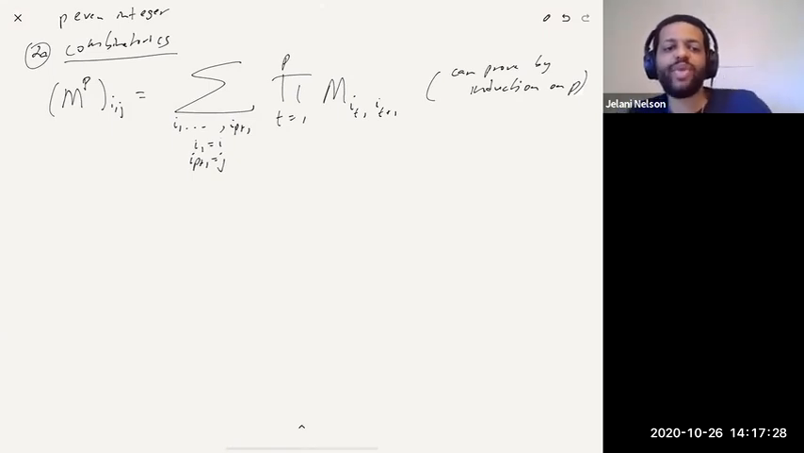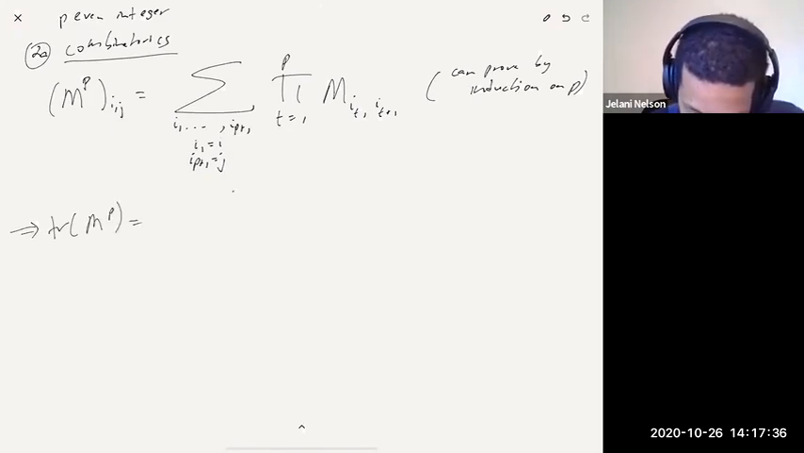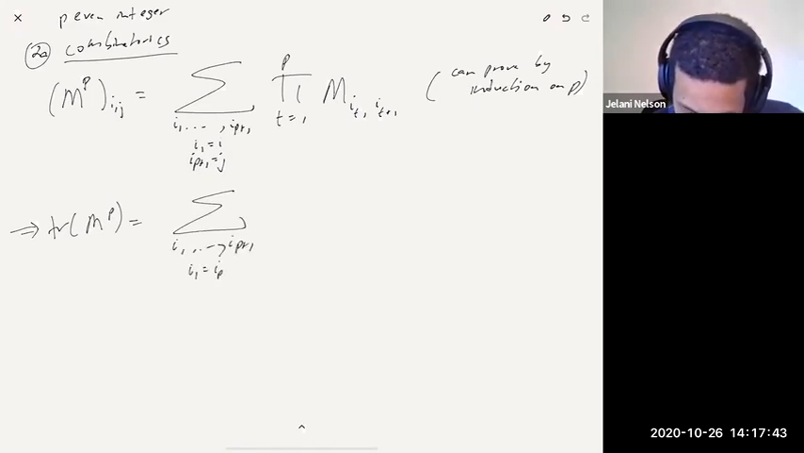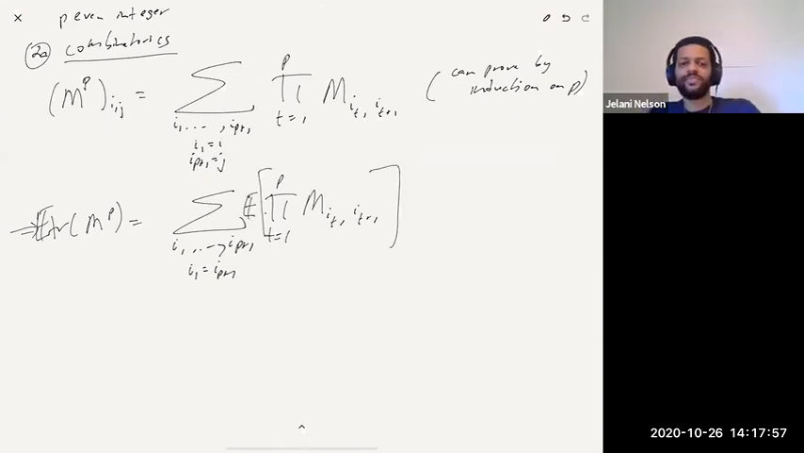What's the trace? The trace is the case that i equals j. So this implies that the trace of M to the p is equal to the sum over all i_1 up to i_{p+1}, such that i_1 equals i_{p+1}, of that same product. Which means if you take the expectation, by linearity of expectation, you get this.